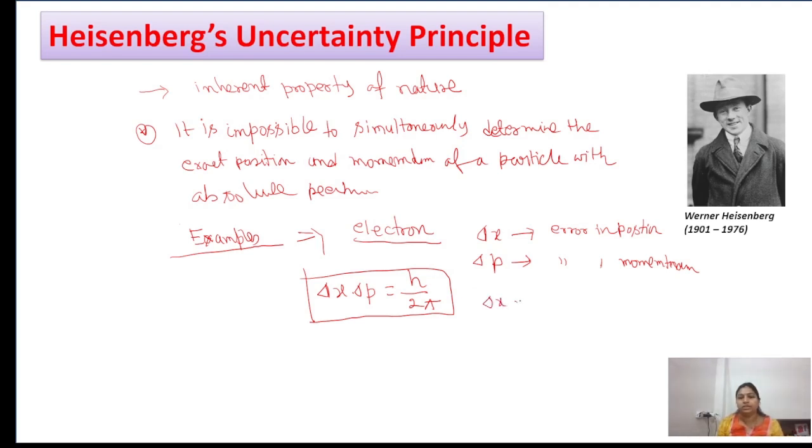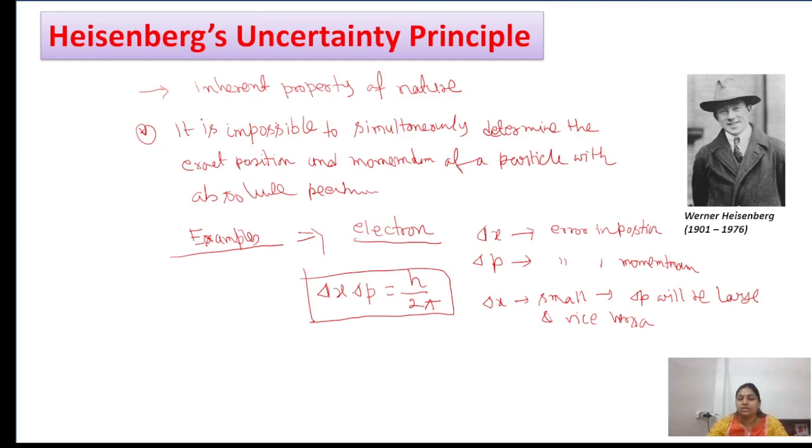If delta x is small, then delta p will be large, and vice versa. It means that if one quantity is measured accurately, the other quantity becomes less accurate. Thus, no instrument can measure the quantity more accurately than predicted by this Heisenberg uncertainty principle. So this is the Heisenberg uncertainty principle, or indeterminacy.